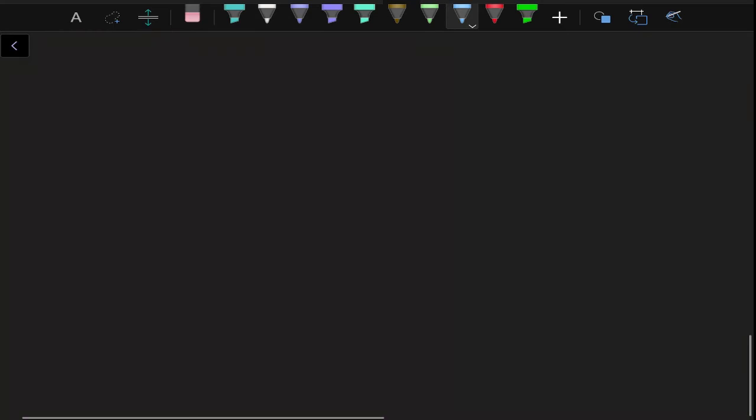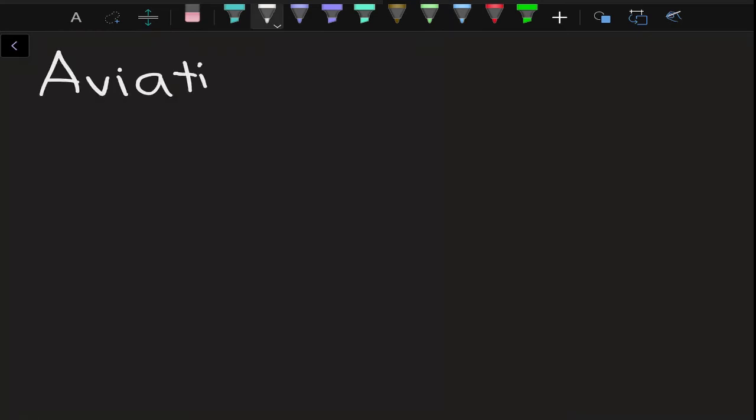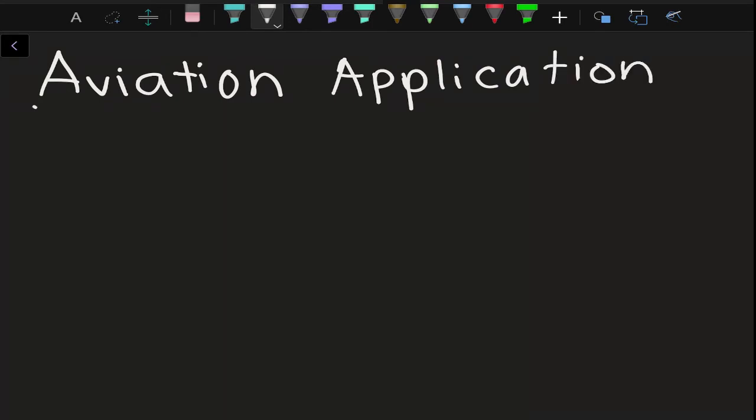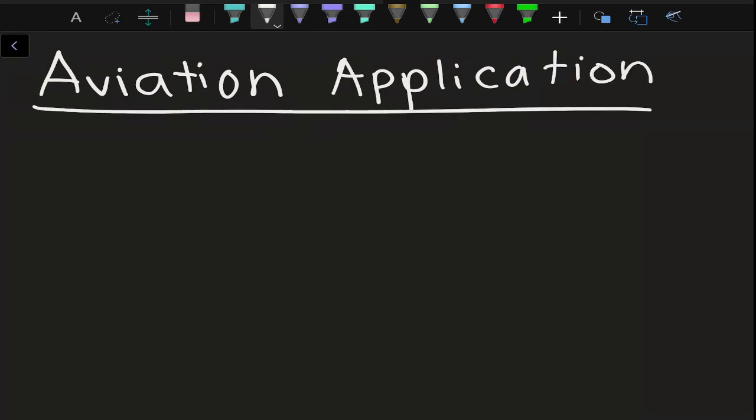So now we're going to discuss aviation applications to ratios. There's a couple of terms we first need to learn, because ratios do have such a wide range of applications within the field of aviation.